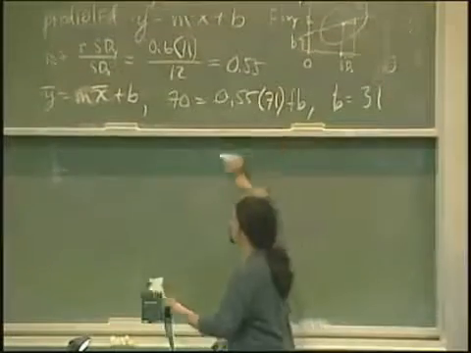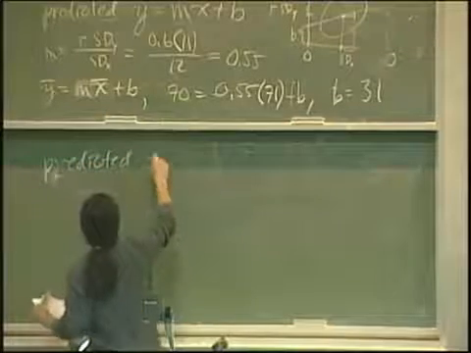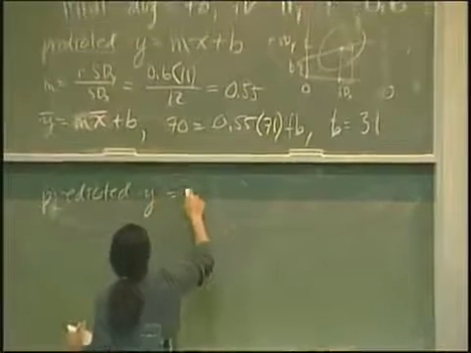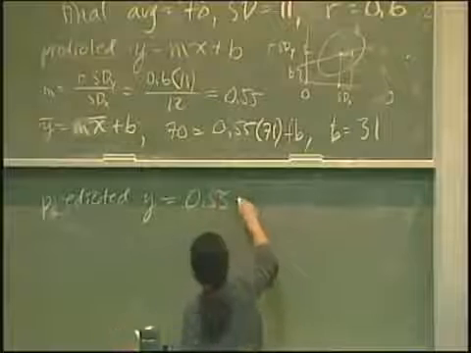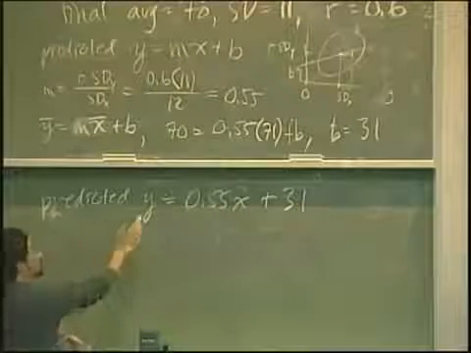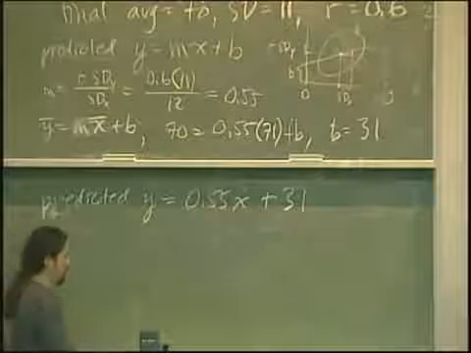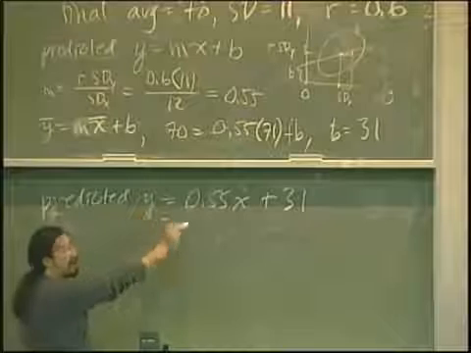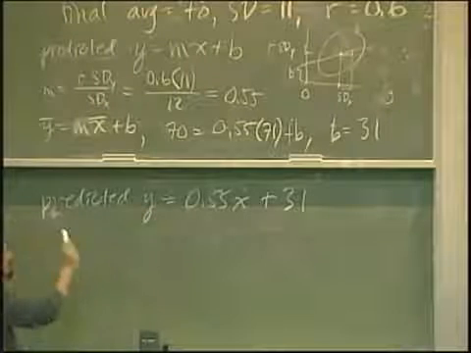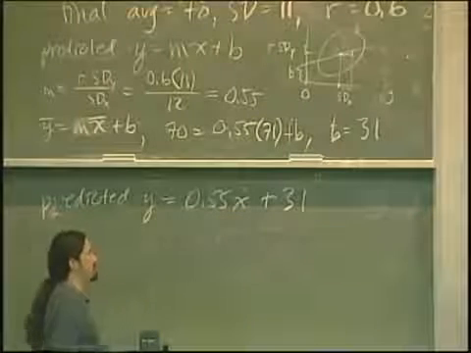Okay, so finally the answer is that predicted y is equal to 0.55x plus 31. Now the book often will actually write out what y and x are. So the book might write this as predicted final score is equal to 0.55 times midterm score plus 31.